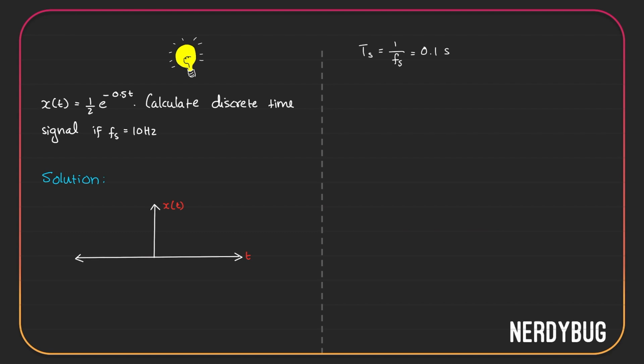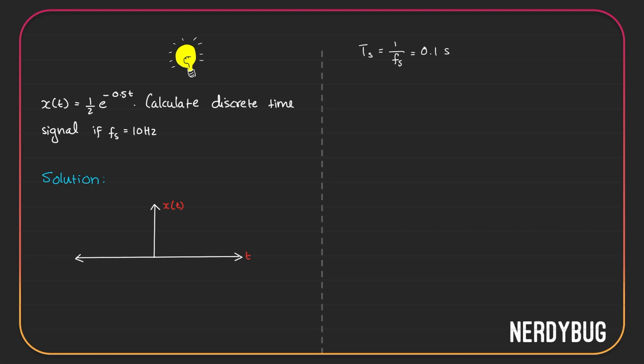So basically when they say calculate the discrete time signal if fs is 10 Hz, that is Ts is 0.1 second, what it means is that you have to sample the continuous time signal that has been given in the question at every time interval of 0.1 seconds.